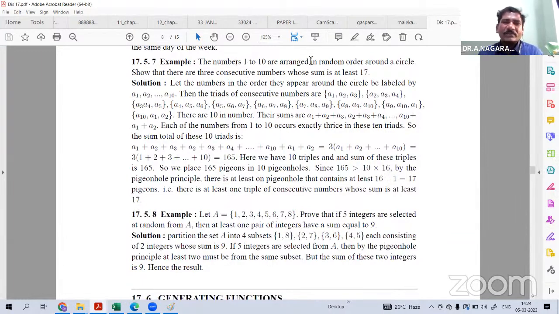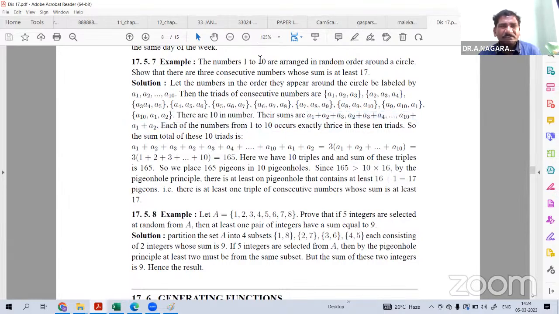The numbers 1 to 10 are arranged randomly around the circle. Here there are 3 consecutive numbers he is arranging, whose sum must be 17. Now take all the consecutive numbers. I am taking 3 groups. Here, if I take 10 groups, then the sum comes to A1 plus A2 and so on.